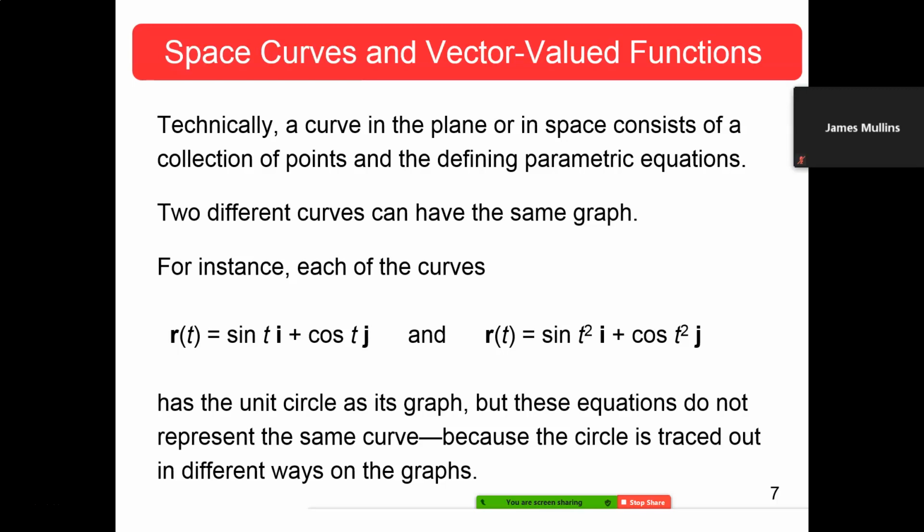That also has the unit circle as its graph, but those equations do not represent the same curve because the circle is traced out in different ways on the graphs. Now, we'll see that a little bit later. They kind of jumped the gun on you a little bit here, but it does work. What they're saying is true.